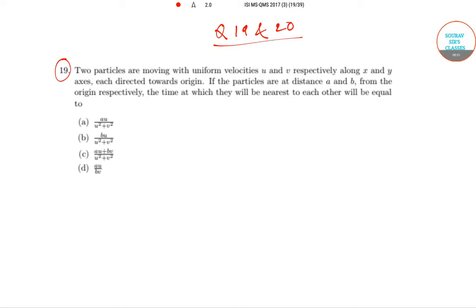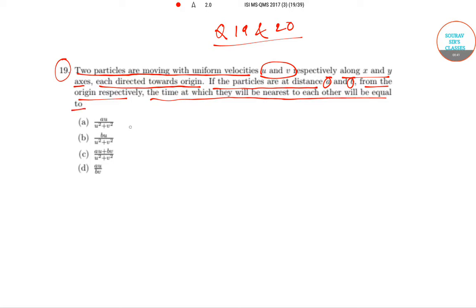In question number 19 it has been said that there are two particles which are moving with uniform velocities u and v respectively along x and y axis, and each are directed towards the origin. If the particles are at distances a and b from the origin respectively, then the time at which they are nearest to each other will be equal to. The options are: A, au upon u square plus v square. Option B is bu upon u square plus v square. Option C is au plus bv upon u square plus v square. And option D is au upon bv.